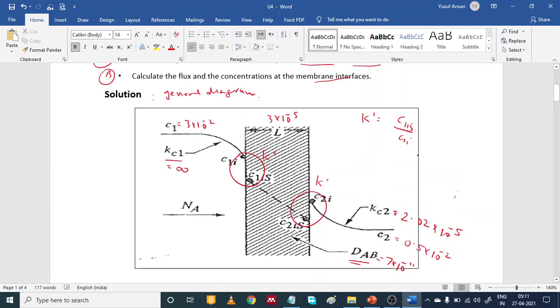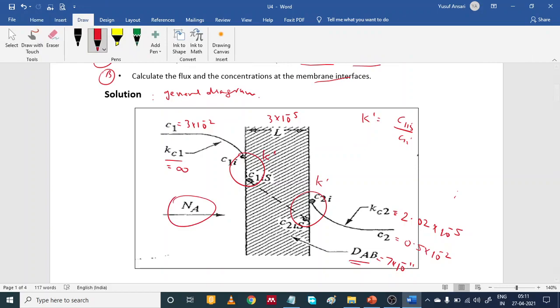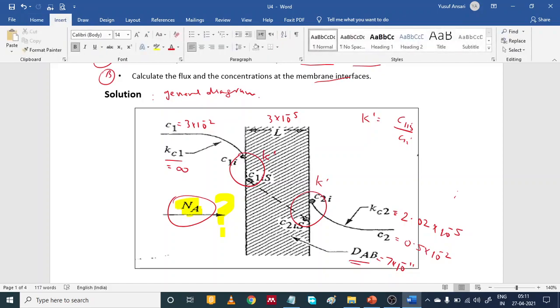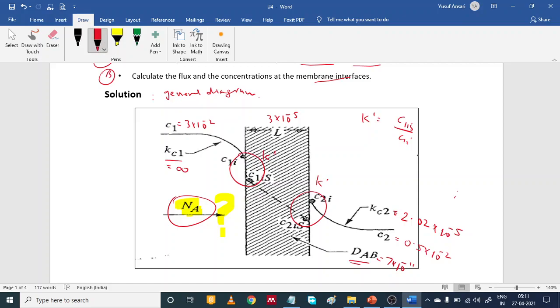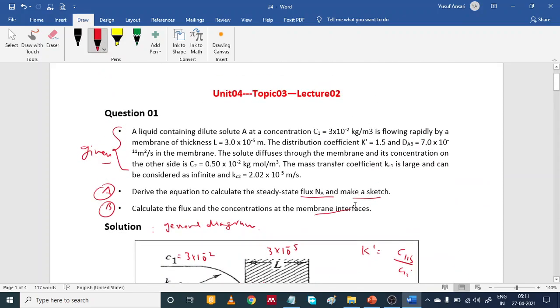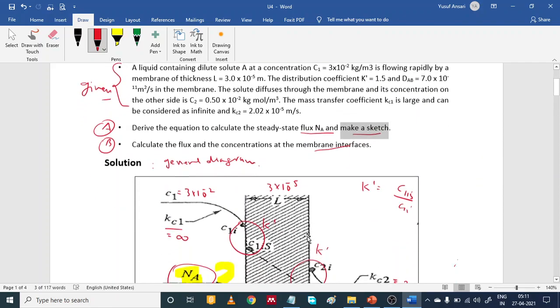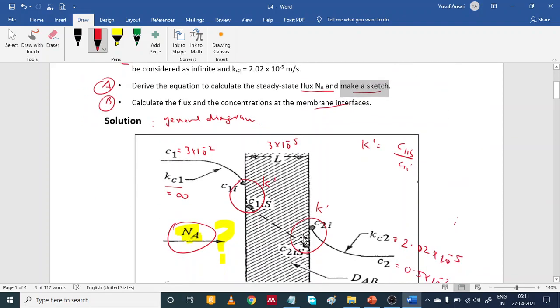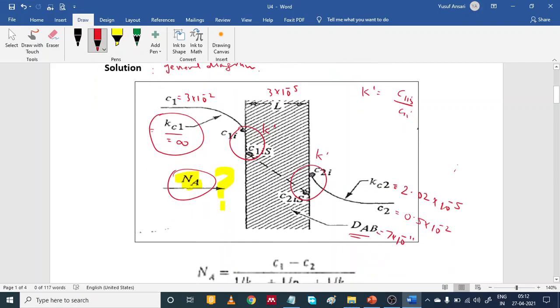So everything is given here, and this one is the unknown parameter that we have to find out. One more thing: this diagram has to be restructured, because we are asked to make a sketch depending on the situation. The specific situation to consider is that Kc1 is infinity, so the diagram basically has to change.